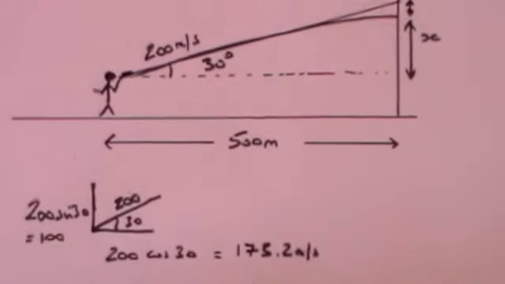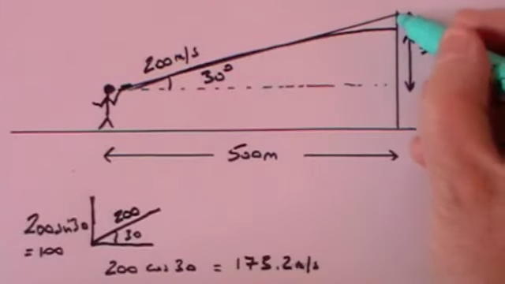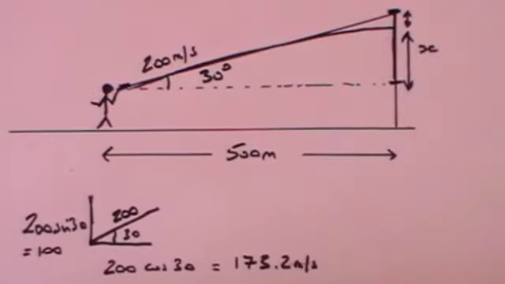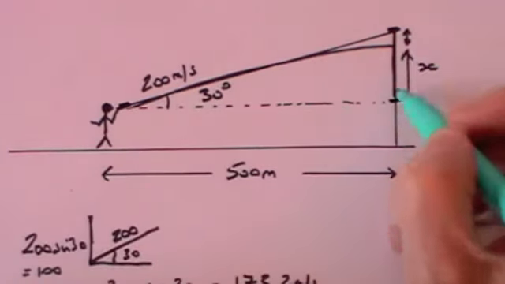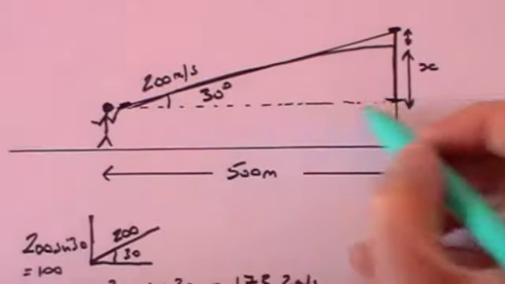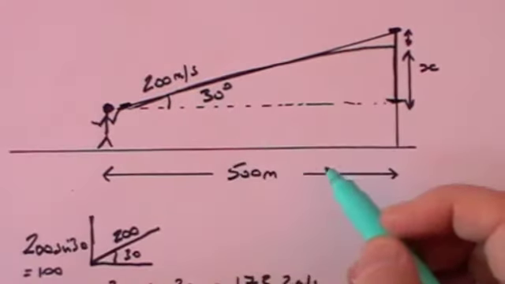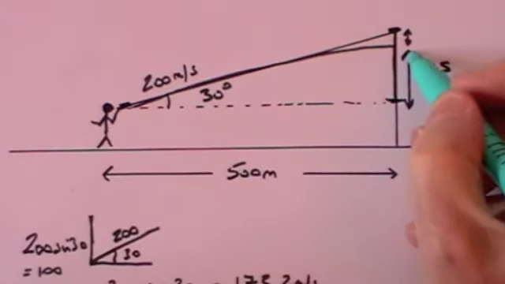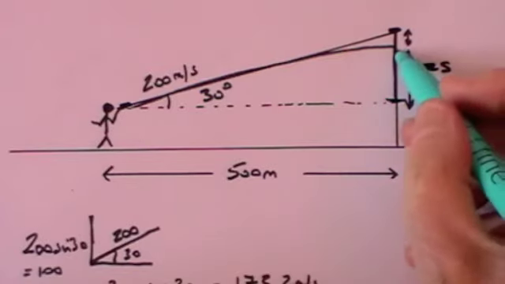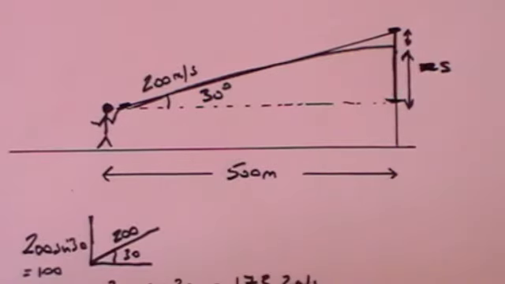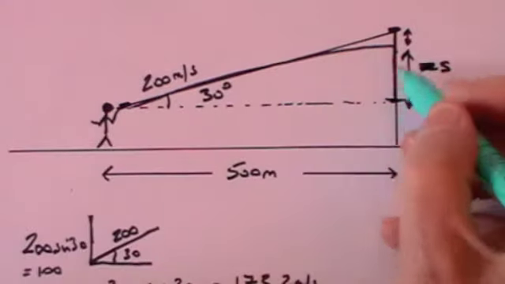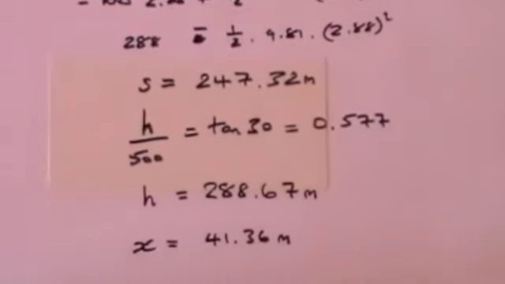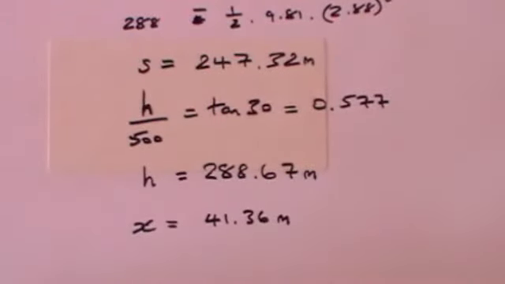Just to remind you, let's look at the diagram again. The height of the target above the firing position, which is essentially that distance, is what we measured by saying that the height over 500 is equal to the tangent of 30. But the height, which is actually not x but s, above the firing position, which is where the missile will reach, was the other value we calculated, and the one minus the other gives you the difference, and that's the extent to which the target is missed by, 41.36 metres.